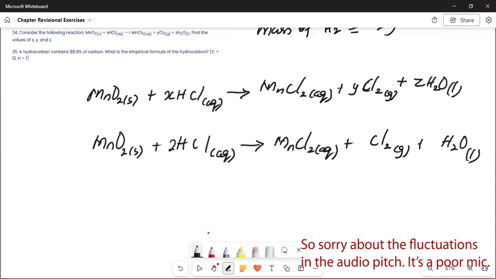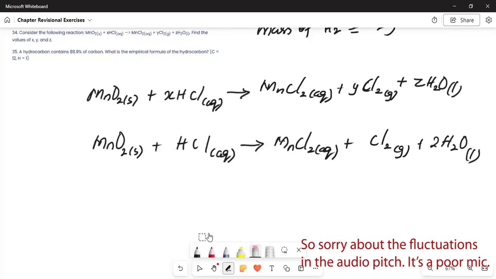The only thing that is not balanced yet is oxygen. Oxygen is 2 here. Here I have only 1. Let's put 2 here to balance the oxygen, but that makes hydrogen to be 4. That means we need to put a different number here, maybe 4, but that will affect chlorine. Oh, chlorine is actually 4 here on the product side. So the equation is now balanced.